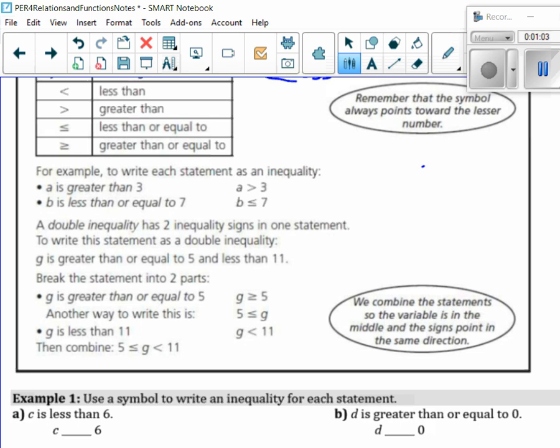So a double inequality, you have not necessarily seen this before, but a double inequality has two inequality signs in the same statement. So if G is greater than or equal to 5, but less than 11, you break it down. I always like saying G is between 5 and 11, not including 11. That's how I prefer to say it, rather than G is greater than or equal to 5 and less than 11 at the same time. So we're going to have to be writing our domain and range this way. So this is where we're going with this.